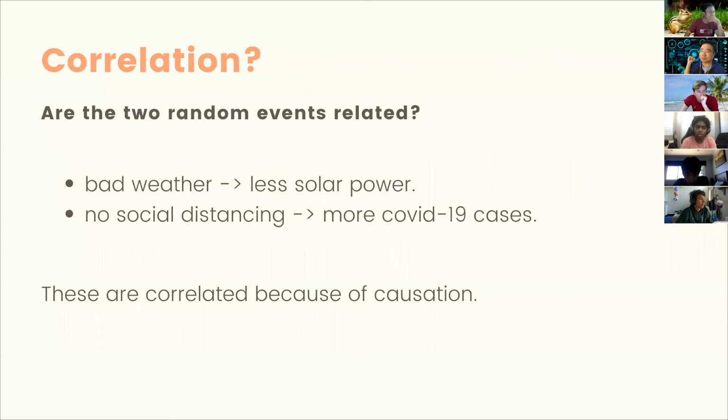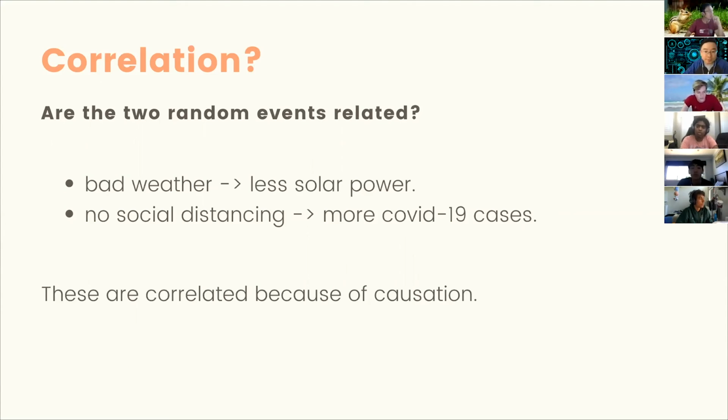So correlation, what do you mean, Michael, correlation? How do you define correlation? So for example, a correlation is just like asking if two random events are related. Intuitively, of course, flipping two dice, they're uncorrelated. But if you have bad weather, you might have less solar power. That's correlation, right? No social distancing results in more COVID-19 cases. A kindergartner can understand that. Our president doesn't, right?